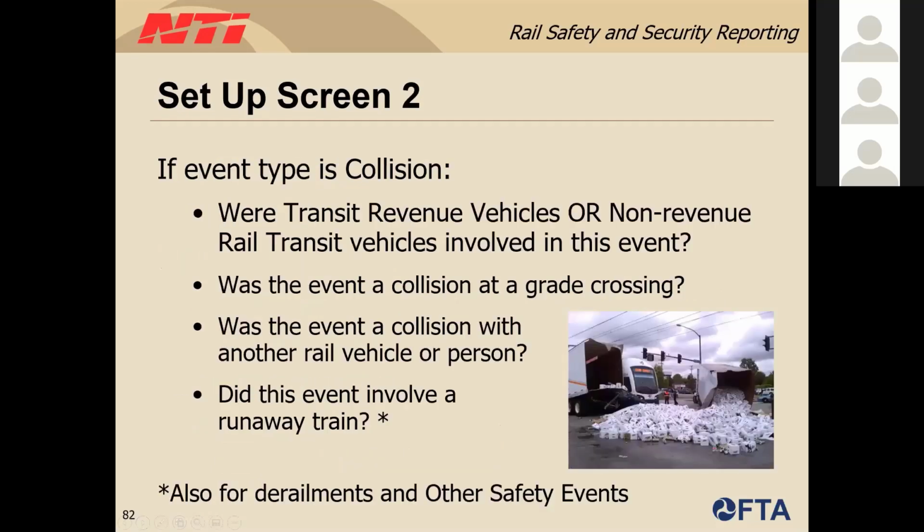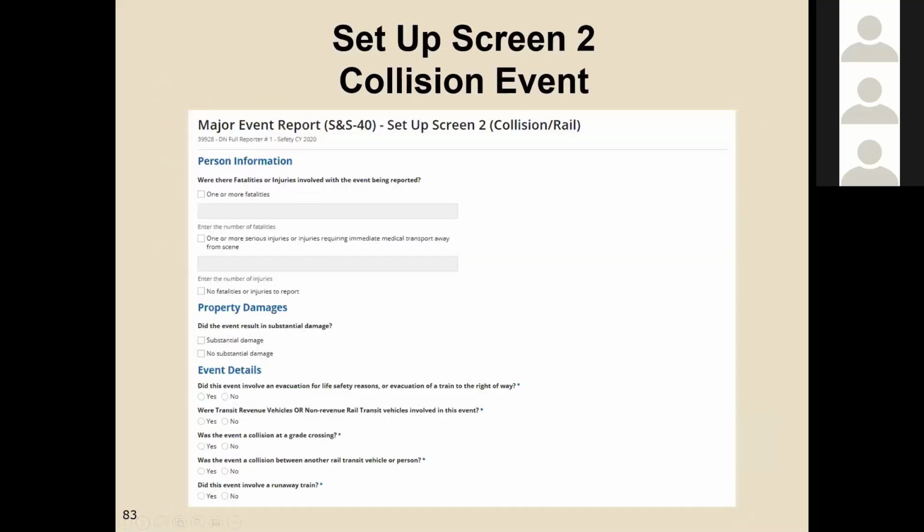If you're reporting a collision in rail mode, you will also be asked 4 other questions. Were transit revenue vehicles or non-revenue rail transit vehicles involved? Was the event a collision at a grade crossing? Was the event a collision with another rail vehicle or person? The last question asks if a runaway train was involved. This question also appears on the derailment and other safety event versions of Screen 2. This is a snapshot of setup Screen 2 for rail mode collisions.